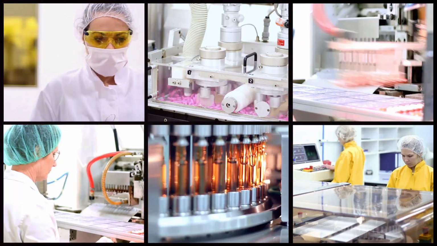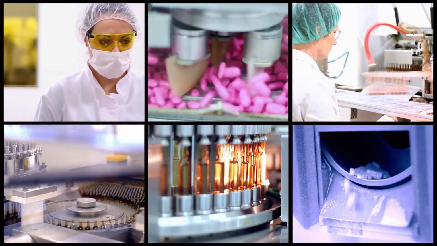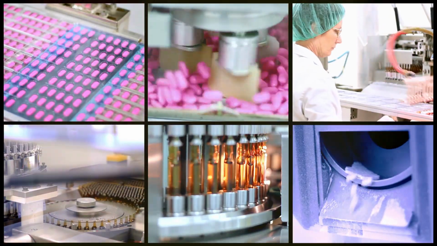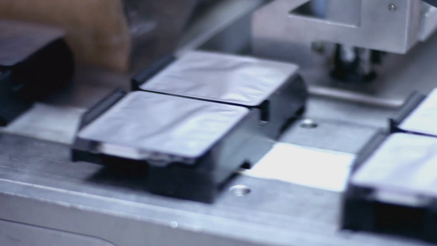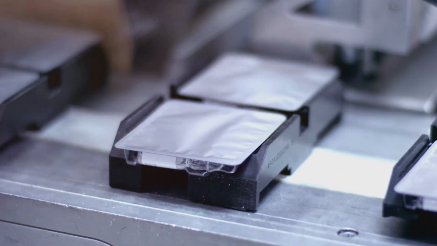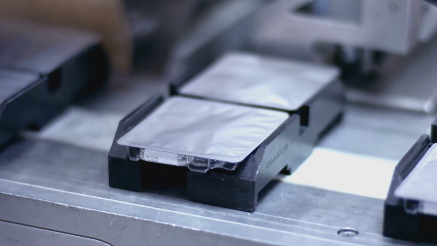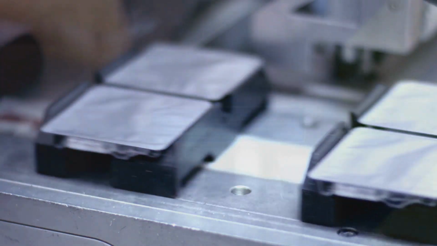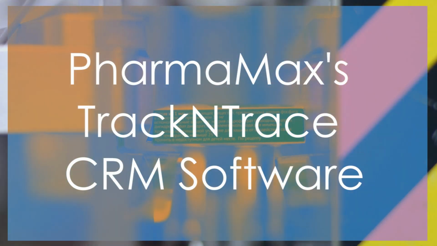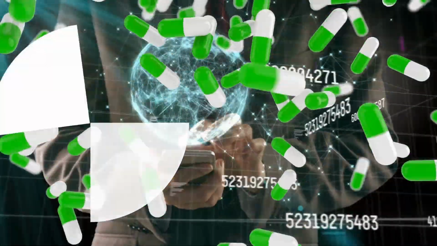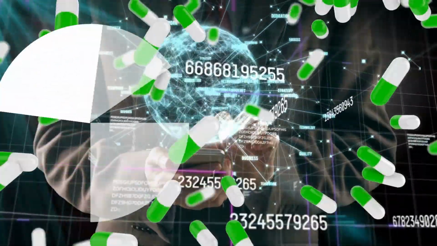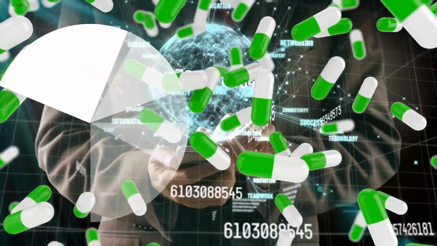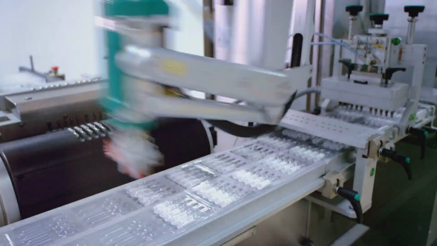The Drug Supply Chain Security Act, or DSCSA, and traceability guidelines help ensure compliance in the pharmaceutical industry by providing a comprehensive framework for tracing prescription drugs from the manufacturer to the dispenser. Here is a step-by-step process involved. In this video, we'll delve into the process behind PharmaMax's TrackNTrace Counterfeit Risk Management, or CRM, software.